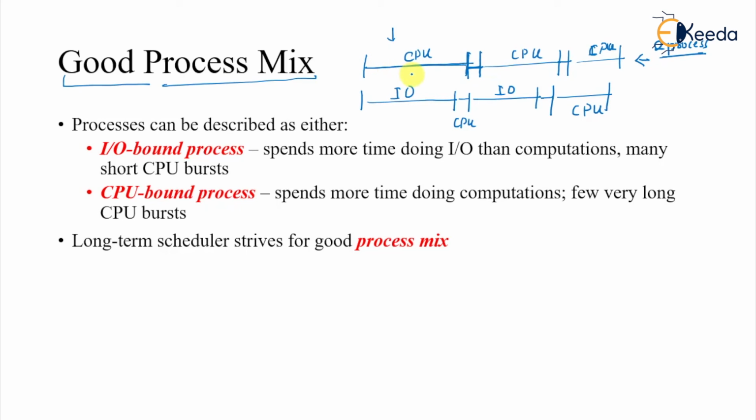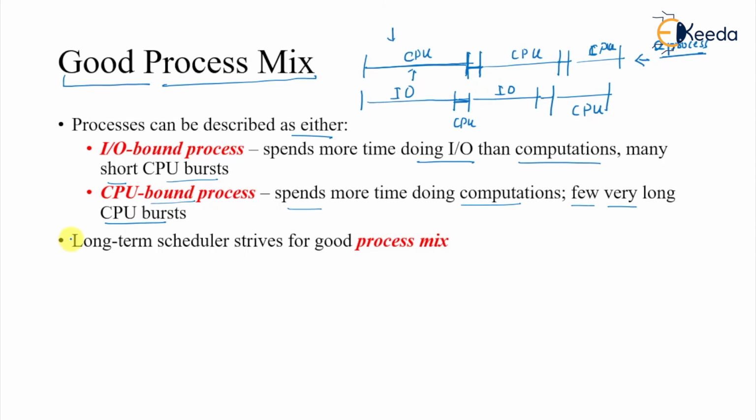Each process will utilize the CPU for a longer period of time, and that is what is being targeted here. A process can be described as either an IO bound process, which spends more time doing IO than computation with many short CPU bursts, or a CPU bound process, which spends more time doing computation with few very long CPU bursts.